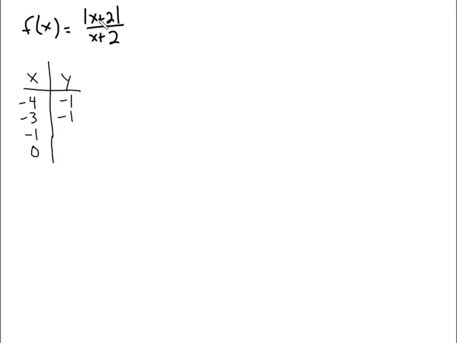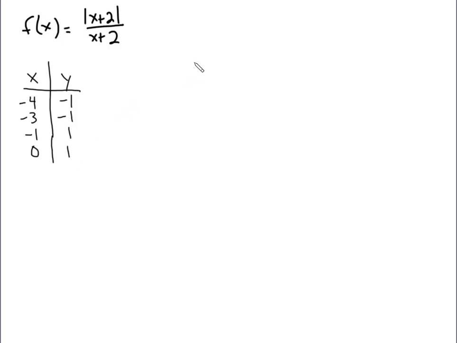And on the other side of -2, just notice what happens there. The absolute value is not going to make any difference, because whatever number I plug in that's larger than -2, I'm going to get a positive number in the numerator, and the absolute value of a positive number is still positive. So for example, -1 plus 2, that's 1. Well, the absolute value of 1 is 1. Same thing in the denominator, I'm just going to get 1. And that's going to happen for any value of x that's greater than -2.